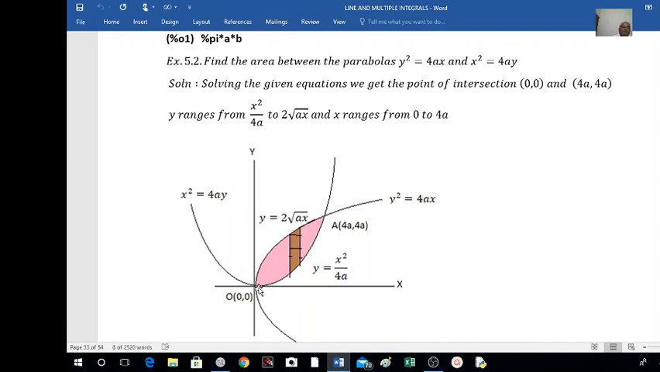What about x? X ranges from here and x goes up to this point here. At this point, what is the value of x? Here the x value is equal to 4a. So here x ranges from 0 to 4a and y ranges from x square by 4a to 2 root ax. Okay.